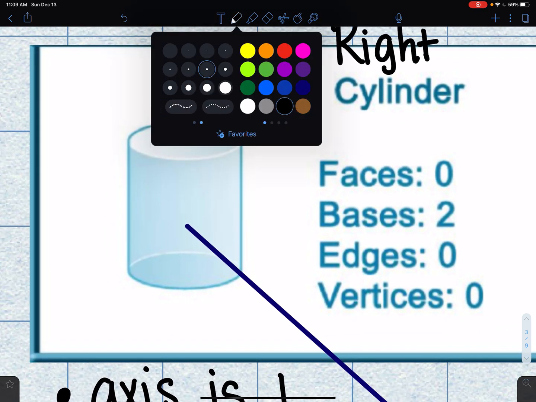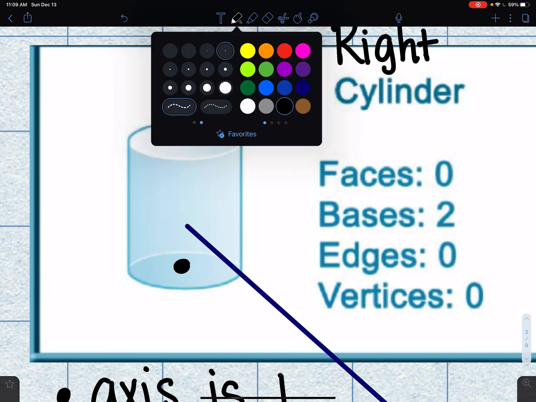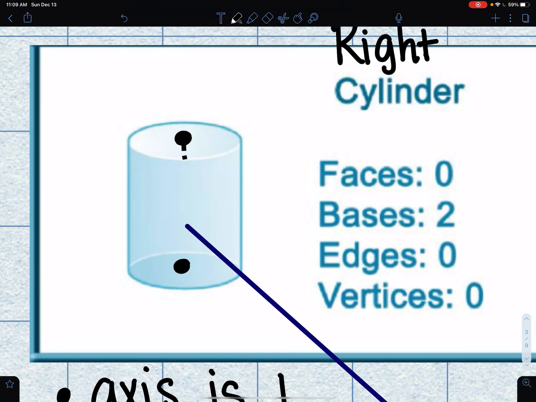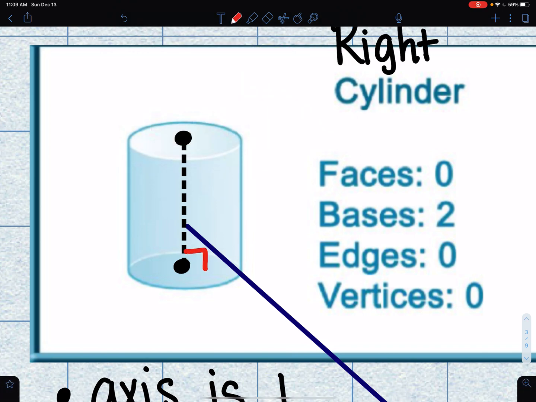Okay, so if you put a dot right in the center of the circle on top and right in the center of the circle on the bottom, okay? And then you draw a line down the center, and that's not a very good line, but that's the axis. It's the very center of the top base, the very center of the bottom base. And if this is a right angle to the base, then it's called a right cylinder, okay? And this would also be the altitude or the height of it. I'll call it the height.